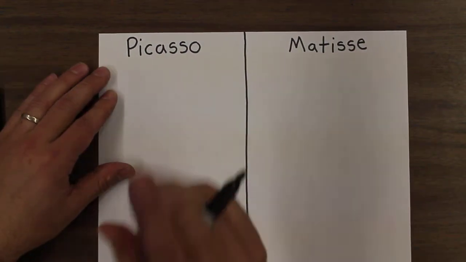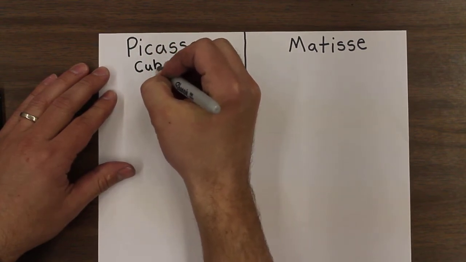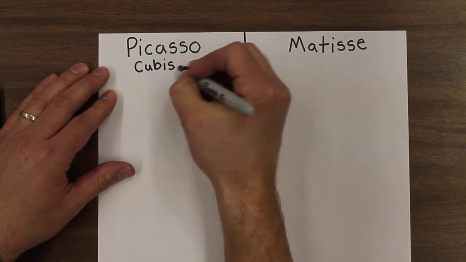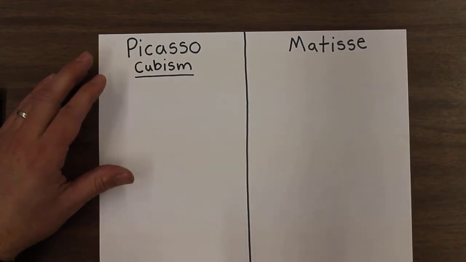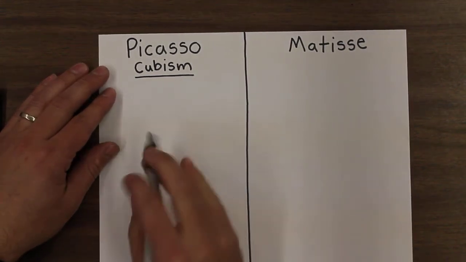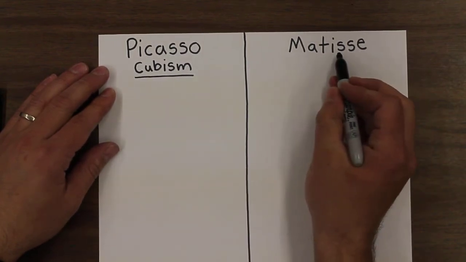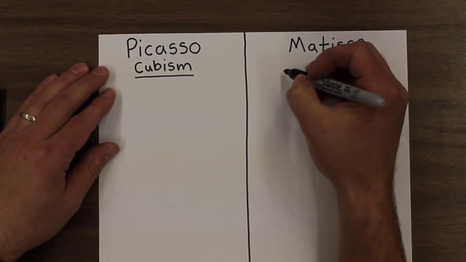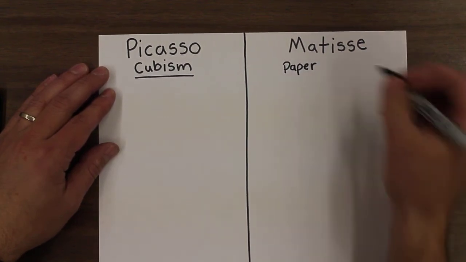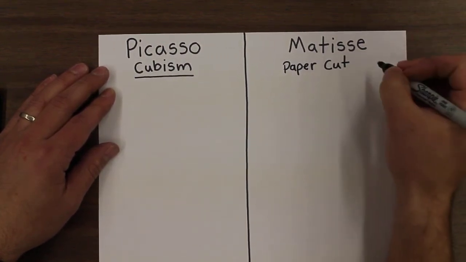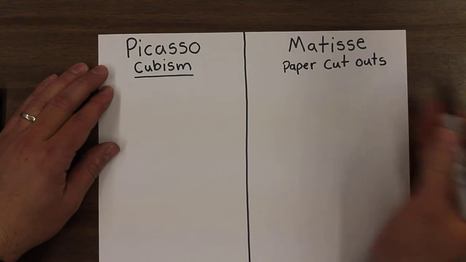Below Picasso, I want you to write Cubism. C-U-B-I-S-M. And then I like to underline that because that's a style that Pablo Picasso invented. And we're going to do a little drawing here in a bit of his Cubism work. Matisse, he did paper cutouts. That's what he was best known for. Paper, and then cut, C-U-T, and then outs, O-U-T-S. Paper cutouts.